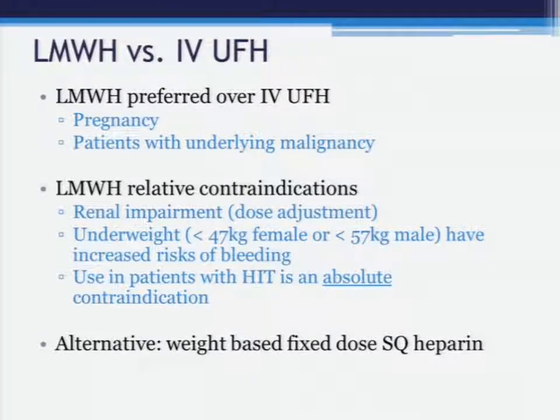We prefer to use Lovenox over IV unfractionated heparin in patients who are pregnant or patients who have an underlying malignancy. The American College of Chest Physicians recommends that Lovenox should be used to treat patients who have cancer. Lovenox has to be reconsidered in patients who have renal impairment. They do require a dose adjustment and monitoring of their creatinine. Patients who are underweight also have increased risk of bleeding, so Lovenox may not be the appropriate medication for them. And remember, low molecular weight heparin is a heparin product. So if the patient has any history of HIT, it's an absolute contraindication to starting them on Lovenox. The alternative is weight-based fixed dosing of subcutaneous heparin. I have not done this a lot, and in the patients I've done it with, it's usually been under the direction of a hematologist, but that also is an option.